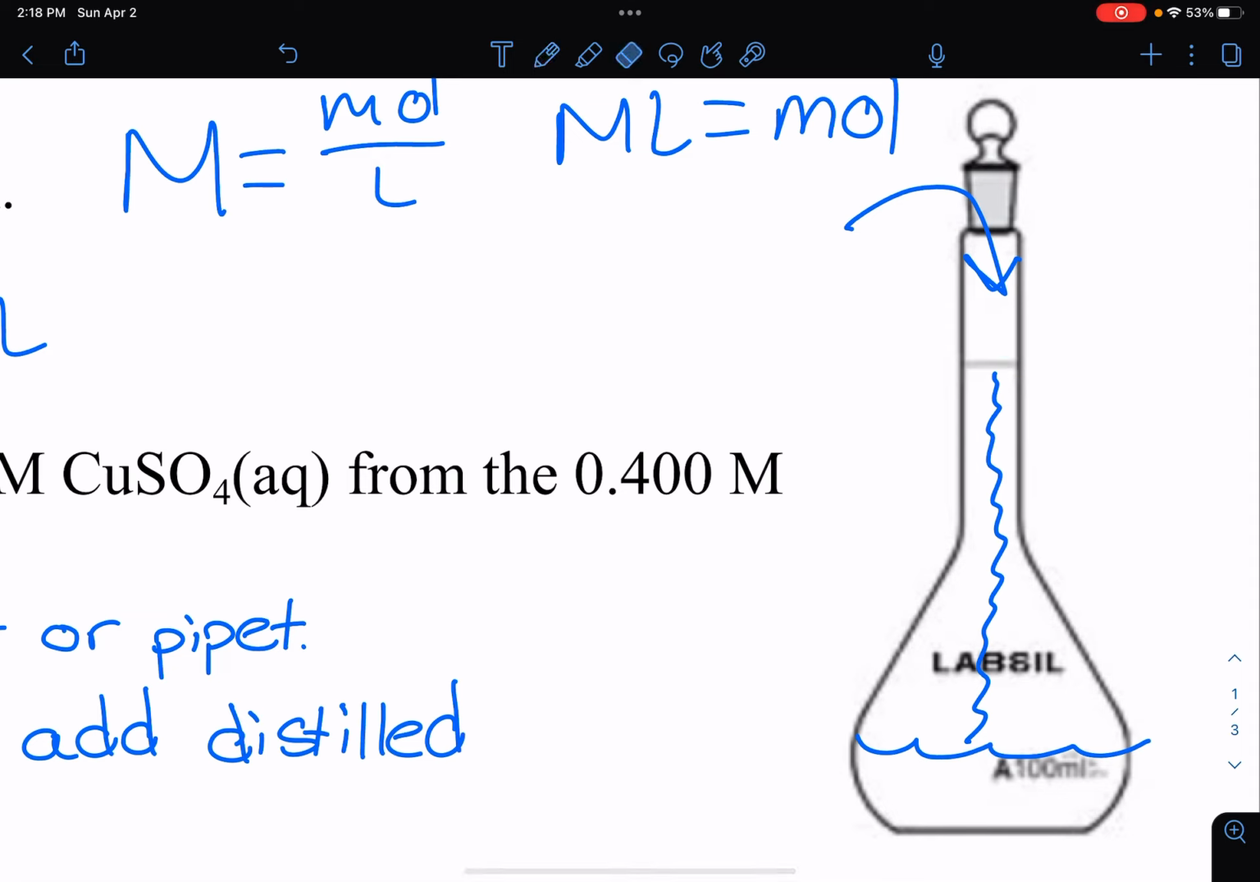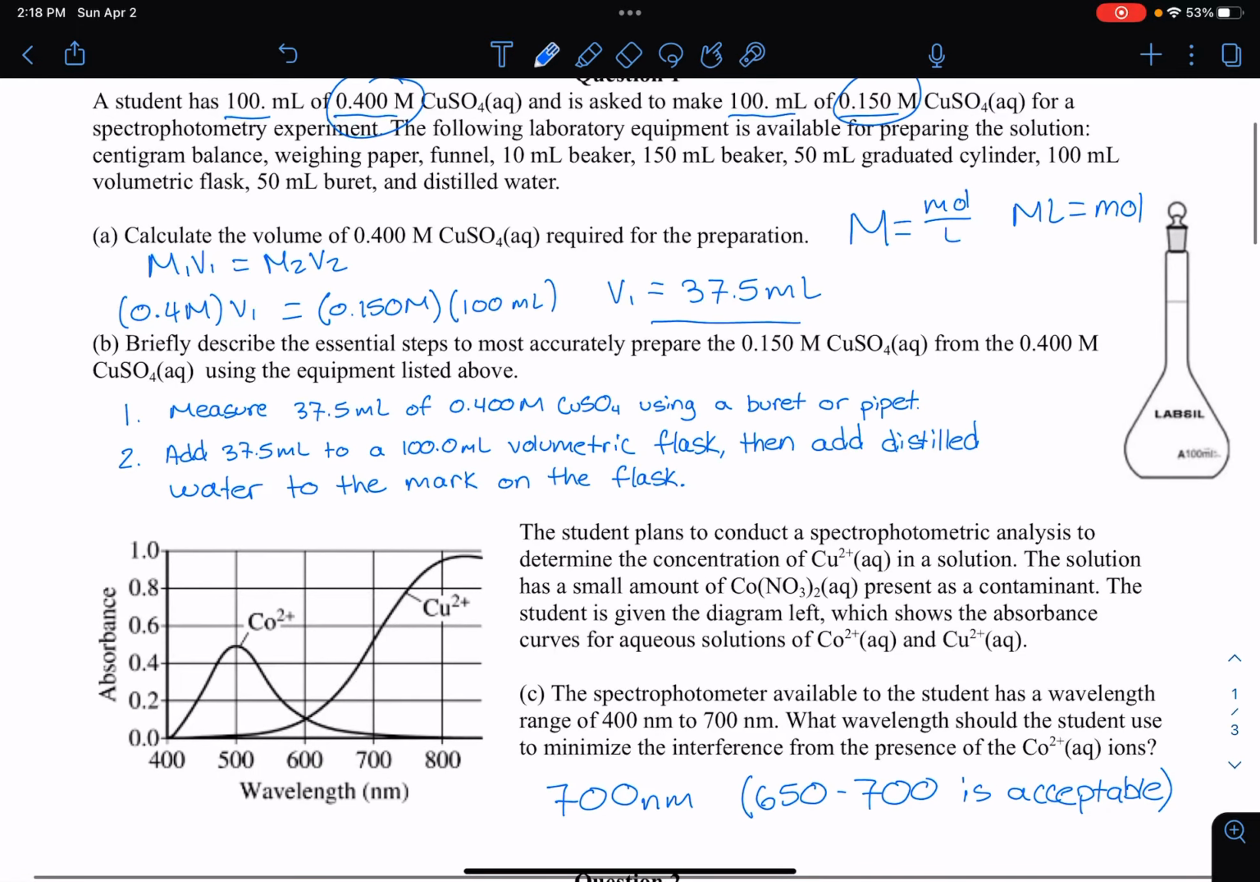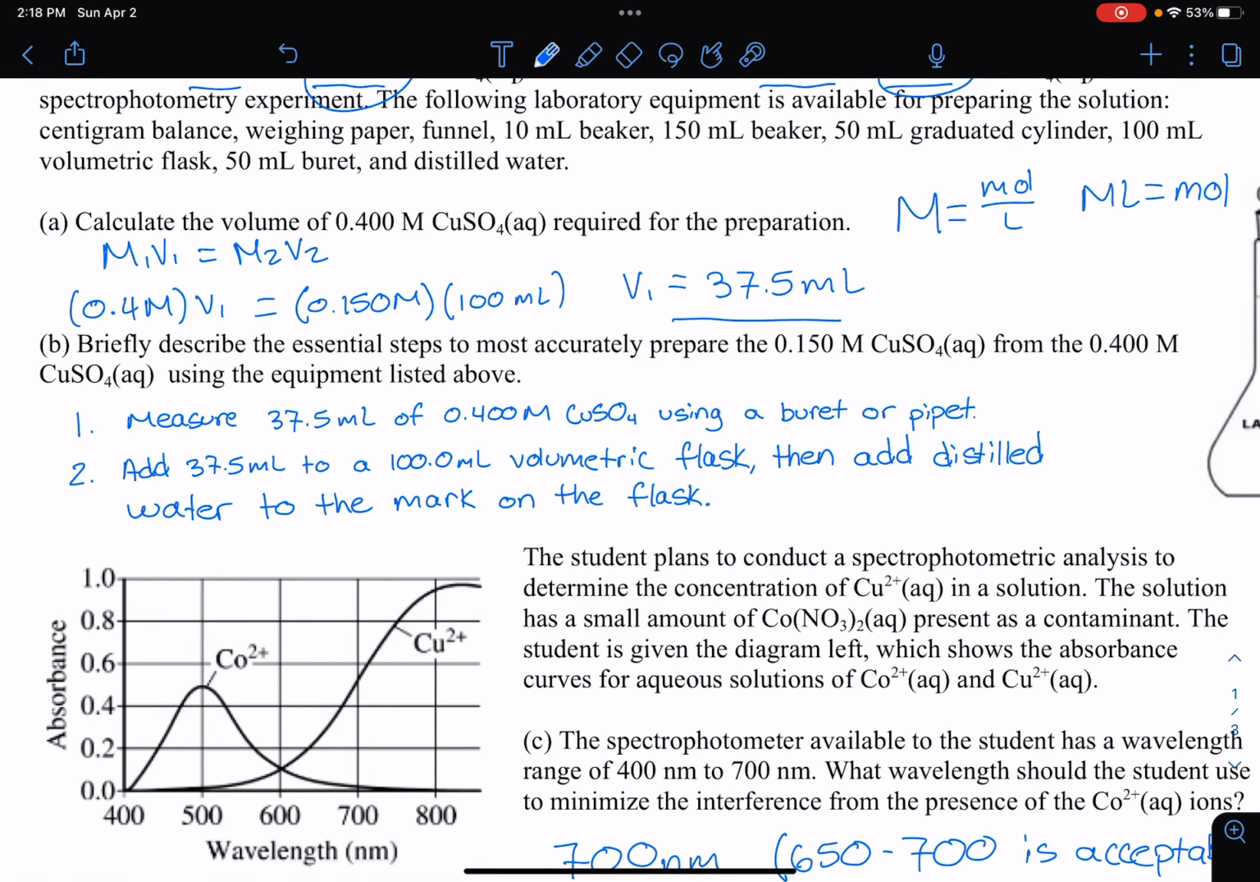You don't necessarily need to state the concept of the meniscus, but here would be a good answer for step 2. Add the 37.5 milliliters to a 100 milliliter volumetric flask. Then add distilled water to the mark on the flask.